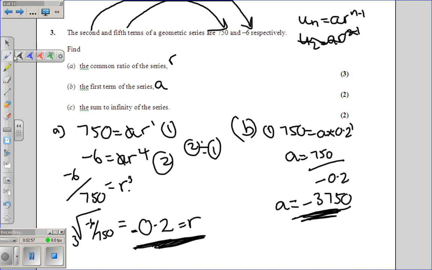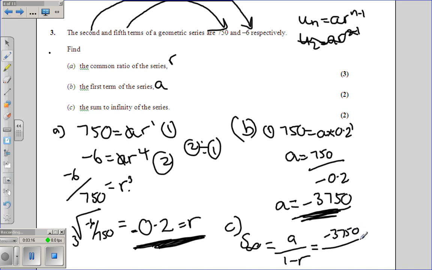And the final bit is really simple. We'll keep it here. The sum to infinity. Now, if you look on the formula book, it says the sum to infinity is A over 1 minus R. R has to be between 1 and minus 1, and it is. It's negative 0.2. So just pop the numbers in. A is negative 3750. 1 take away R is negative 0.2. And if you substitute that in correctly, you end up with negative 3,121. So that's your value for the sum to infinity. So 3, 4, 5, 6, 7. Nice easy marks there.